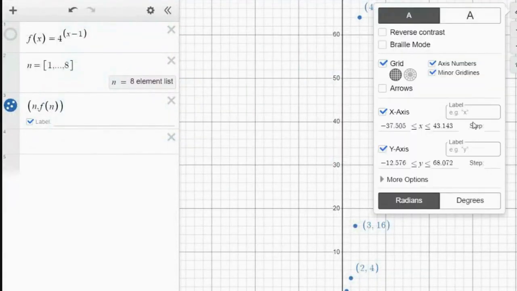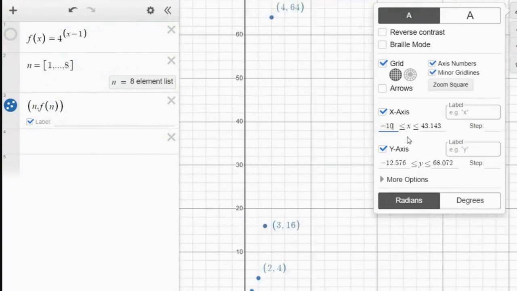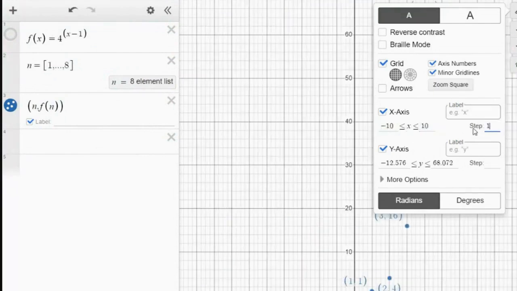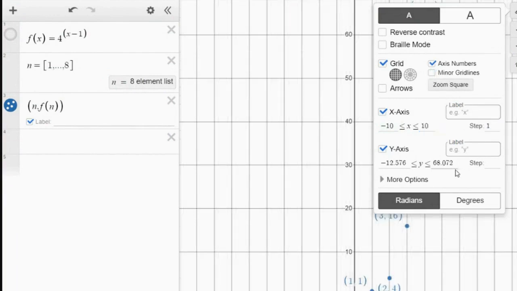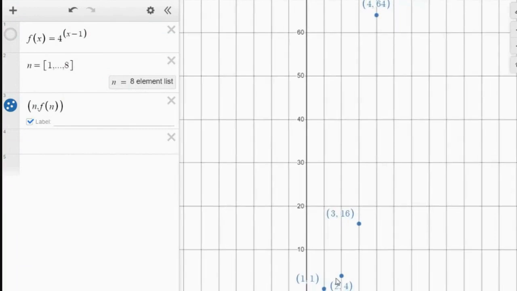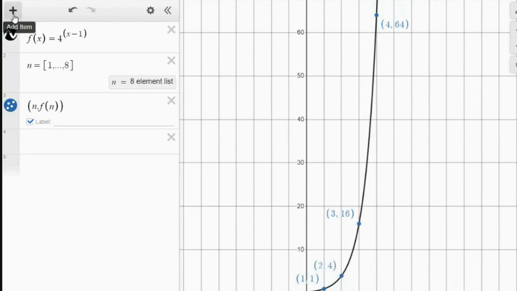I'm going to change how this displays it to make it a little easier. So if we say this goes from negative 10 to positive 10, take all those little minor things out of there, kind of spread those out a bit. See, the slope between 2 and 4 is not as steep as 3 and 4. 3 and 4 is steeper. If we turn it on, we can see that. See, it gets steeper as it goes.